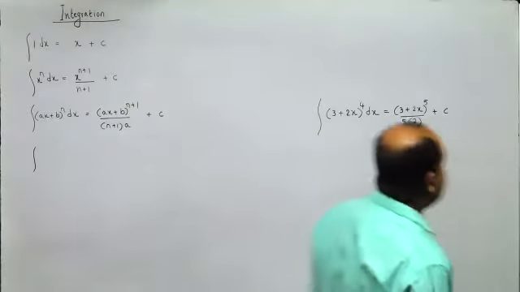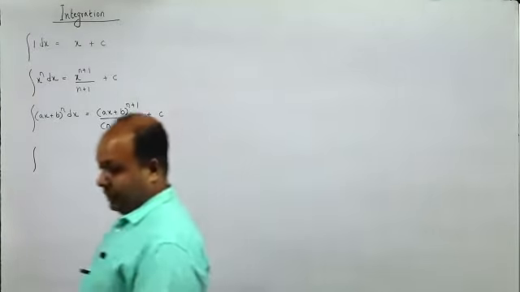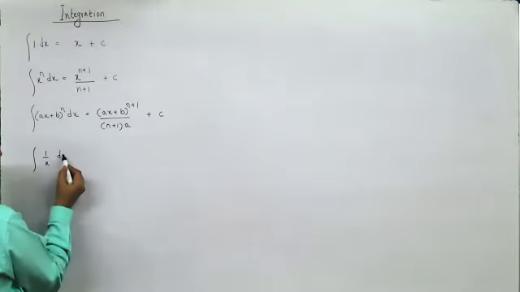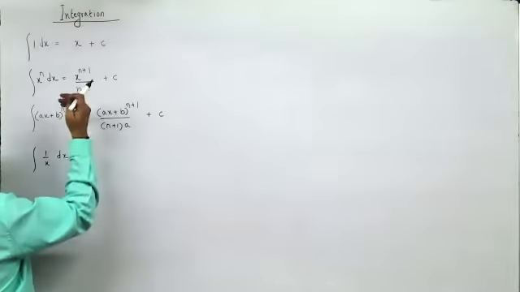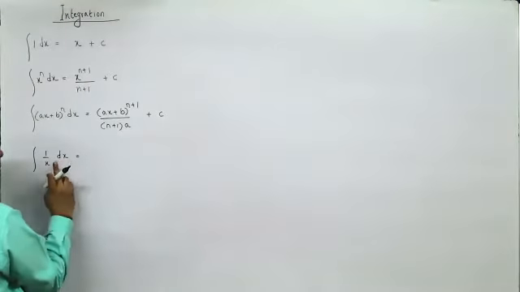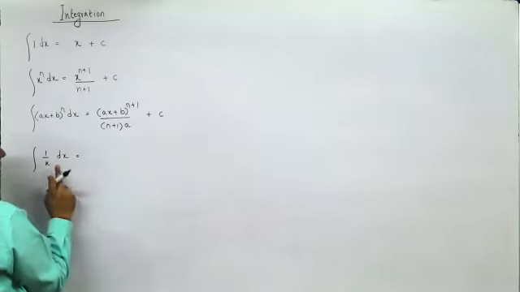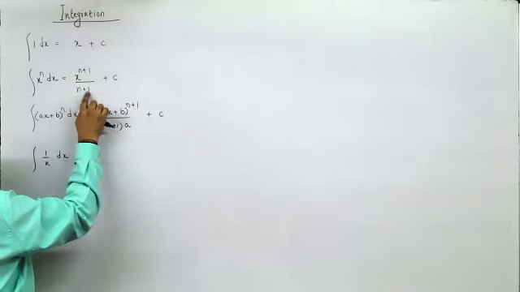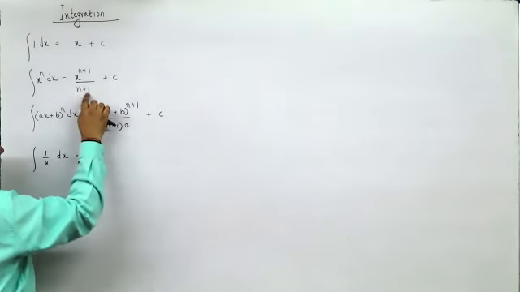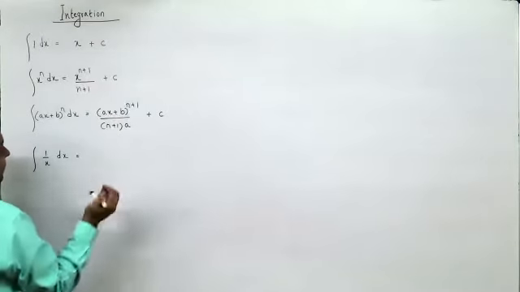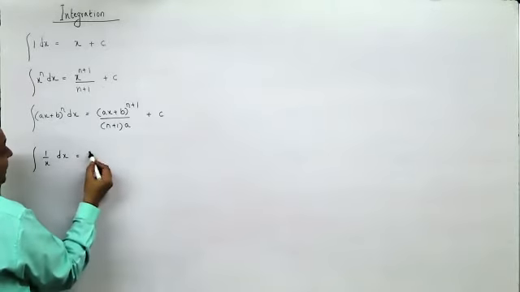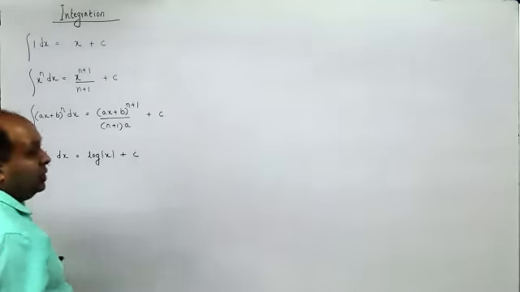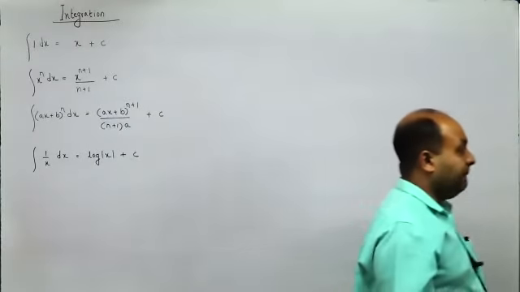Now, what is integration of 1 upon x? Remember, this formula is valid for all values of n except for n equal to minus 1. Now, when n is minus 1, you have to use this formula instead of using this, because minus 1 plus 1 would become 0, which would render the denominator 0, and that would make the answer infinity. 1 upon x. Derivative of what is 1 upon x? It is log x. Always write the log terms within mod. So it is log of mod x plus c.